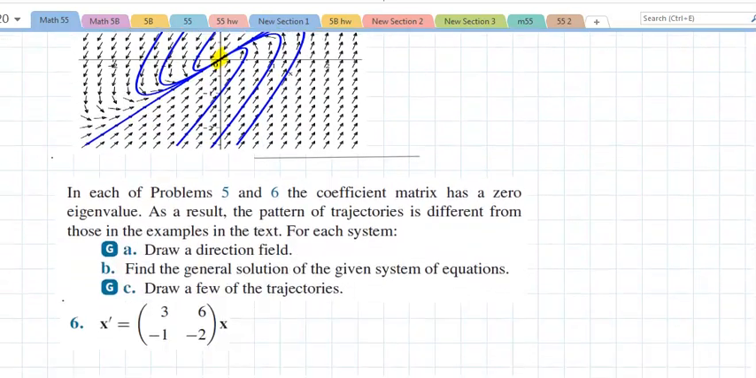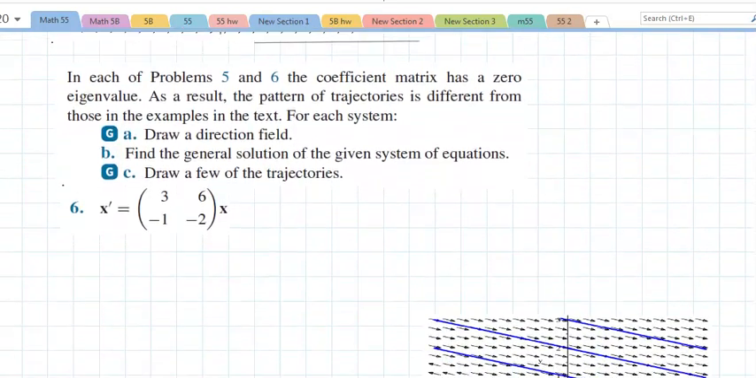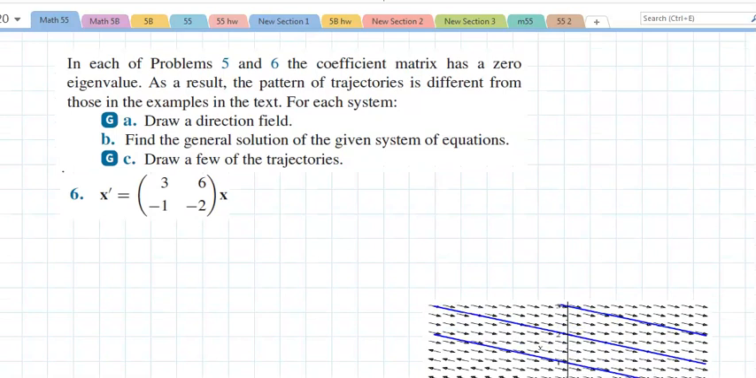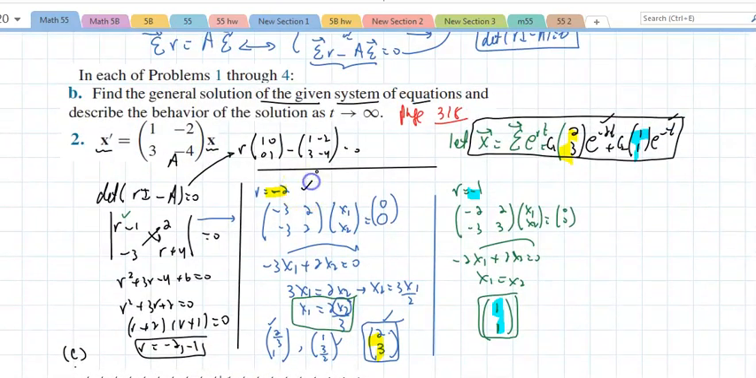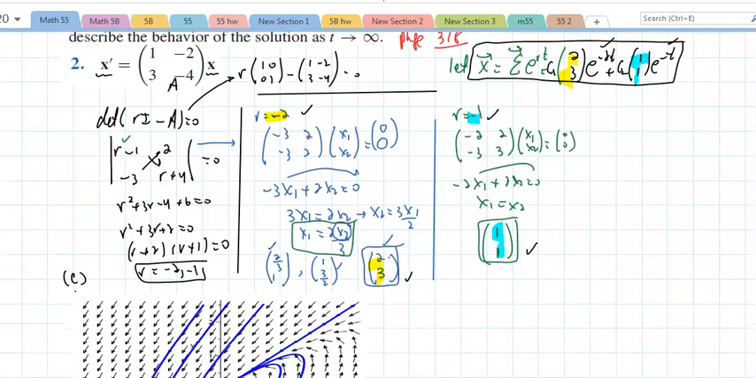Okay. Another problem, numbers 5 through 6. Part A, draw a direction field. We're not going to worry about that. Part B, it says the coefficient matrix has a 0 eigenvalue. Now, I didn't mention it. Those were the eigenvalues, in case you missed it. And those are the eigenvectors. Remember those?